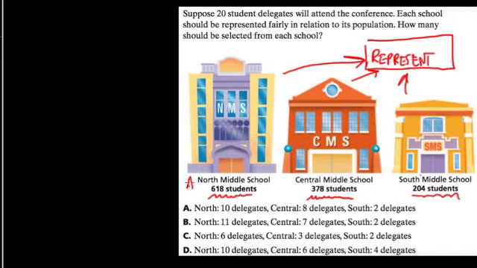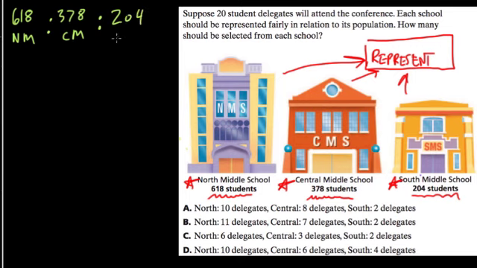Well, of course, the largest school will have the most delegates, and then we work our way down, except it should be fair. It should be the most fair setup possible. So what we should begin to do is realize that there's definitely a relationship at work here. We have 618 at North Middle School, right, to the 378 at the Central Middle School, all the way down to the South Middle School at 204. And a nice way to deal with this one, I think, is to look at a part-to-whole ratio.